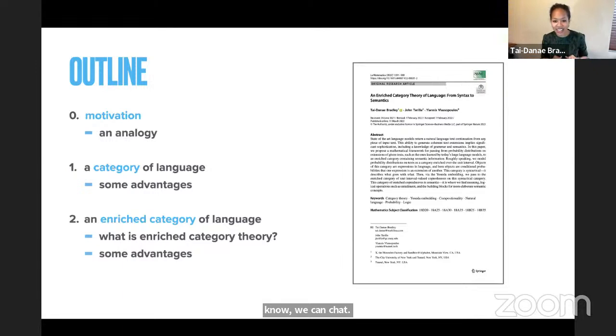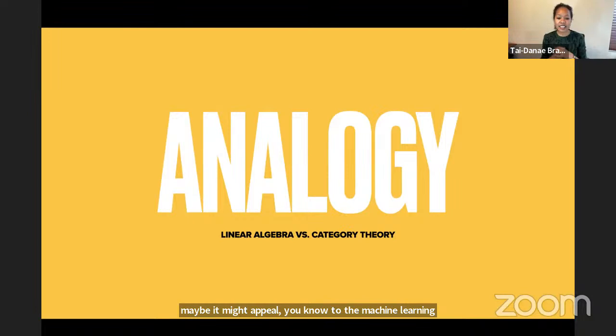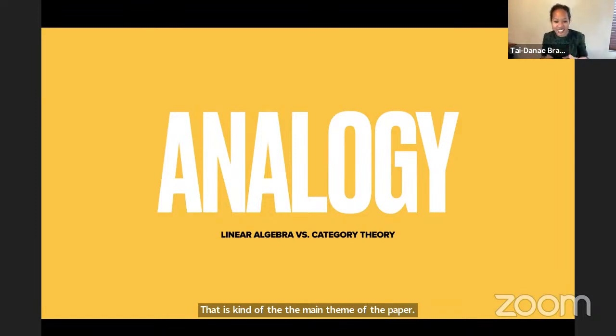Now, before all that, I want to motivate those ideas by sharing with you an analogy. There's a really curious analogy between linear algebra and category theory. It's simple. I think it's really interesting, and it might appeal to the machine learning community, since we deal with vectors and matrices a lot. I like this analogy a lot. It'll come up later, but I also think it really nicely motivates the ideas that are the main theme of the paper.